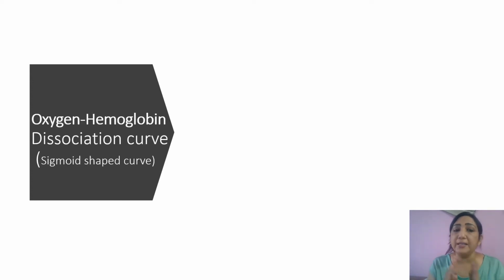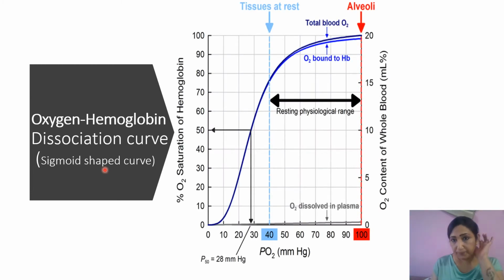Now, if we plot the percentage saturation against the association and dissociation at the lung level and the tissue level, the graph we get is called the oxygen hemoglobin dissociation curve, or oxyhemoglobin dissociation curve, which is sigmoid shaped. Now, how is it? It looks like this. We'll start from here. The x-axis is the partial pressure of oxygen in millimeters of Hg, and the y-axis is the percentage saturation of hemoglobin that we have discussed already.